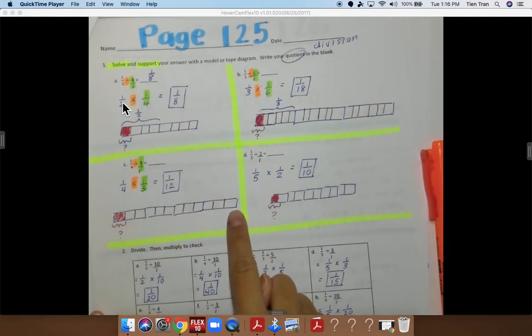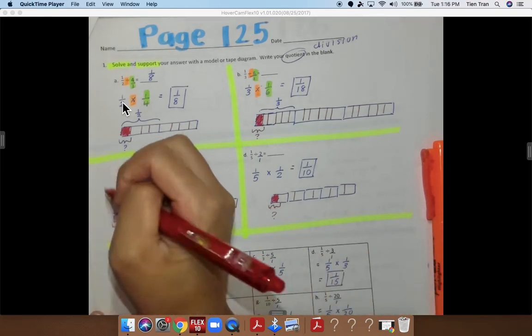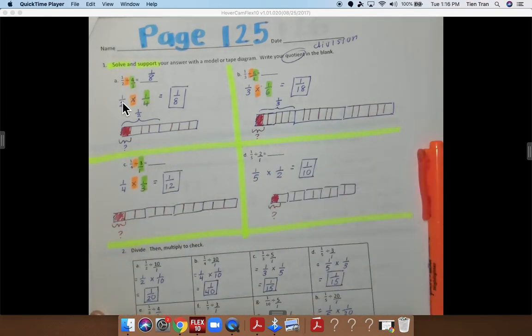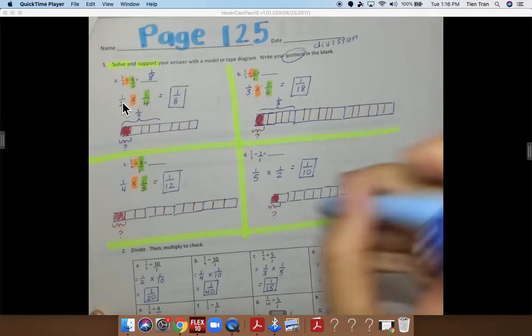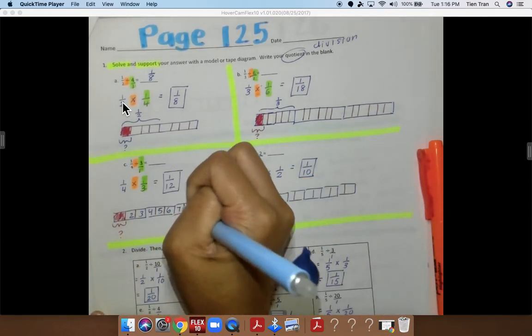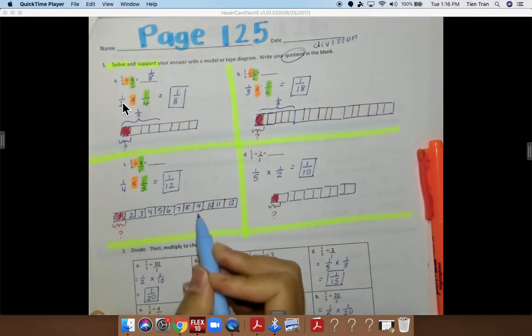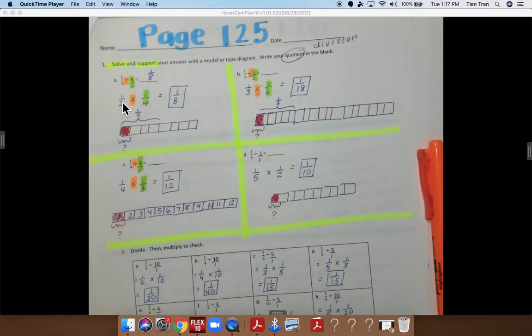Notice that there are 12 pieces, and one piece of that is 1/12. So if I wanted to write it down, I can show you too, just in case you're wondering. 1 2 3 4 5 6 7 8 9 10 11 12. So one piece of the 12 would equal 1/12.